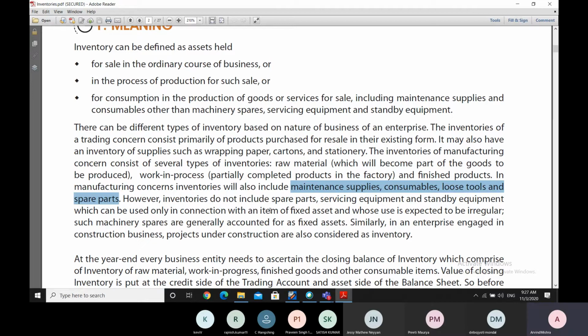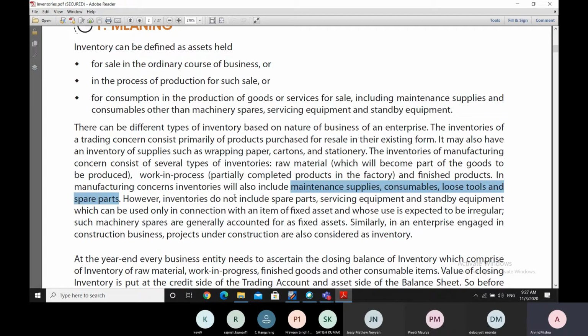So if there are some loose tools, let us say, and there are some spare parts, let us say, without which production is not possible, without which manufacturing is not possible, and those loose tools are continuously consumed while production is going on because the machinery has to be kept in operation on a day-to-day basis. So some loose tools will be required to keep the machinery in operation on a day-to-day basis. Those kinds of spare parts or loose tools can be included under the head of inventory because they are getting consumed into the machinery in the process of production.